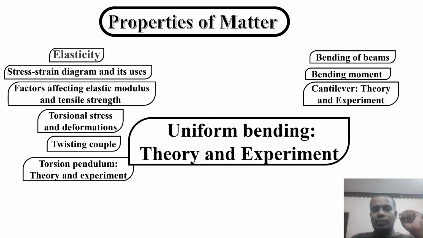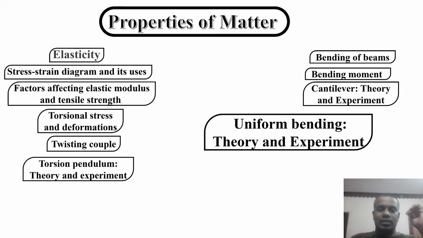Then the uniform bending, the theory and experiment. I will tell what uniform bending is and why it is important. The theory anyway we are going to study, but where are we going to apply this uniform bending theory? Maybe it will be applicable in some bridges and rails. I will explain everything under this topic.